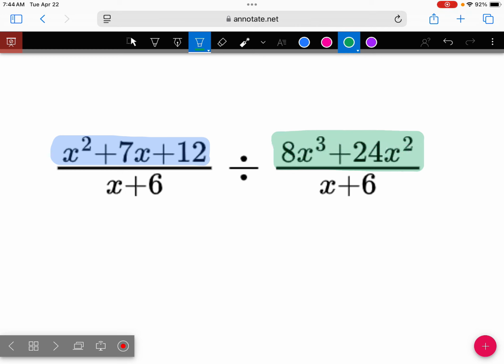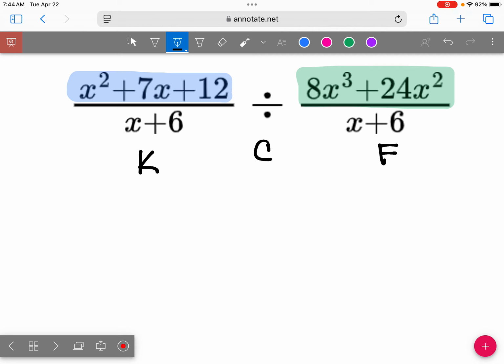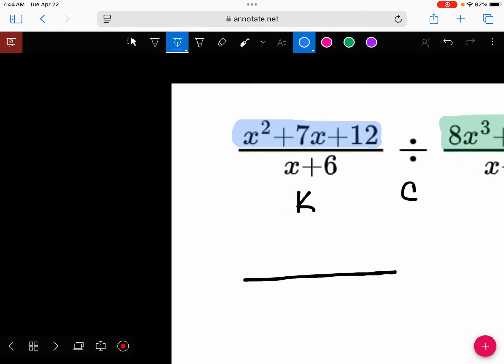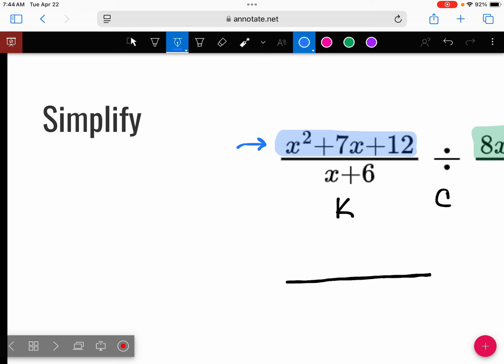And those are my only things that have exponents on them. Everything else has a linear statement. So while I'm doing the factoring, I'm also going to do our keep, change, flip. As we're doing this, I'm going to be doing the keep, change, flip process. So we keep this first fraction, which means when I factor this guy, it's still going to be in my numerator.